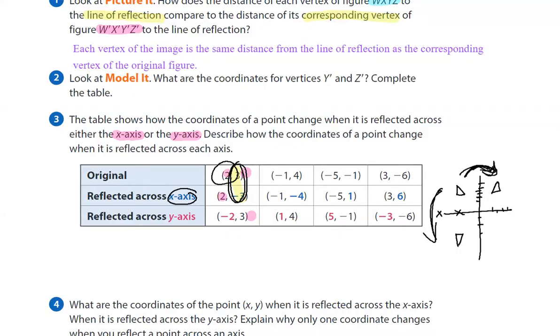The up and down, the side to side coordinates will change because it's going side to side. Same thing for all of these. If it's going across the x-axis, it's going up and down, so the up and down coordinate will change. The y is the up and down. If it's going across the y-axis, it's going side to side, so the side to side will change. Remember, x is side to side, y is up and down.